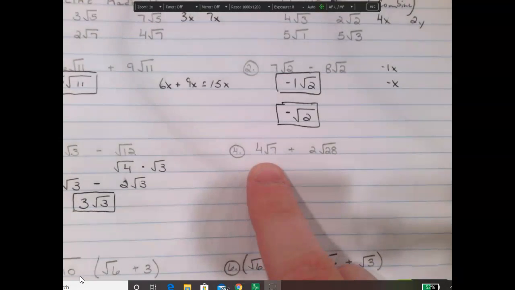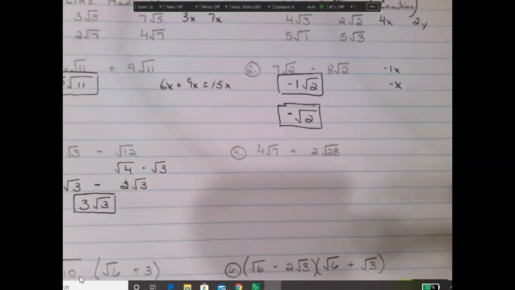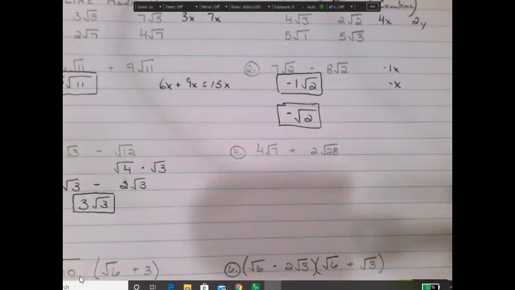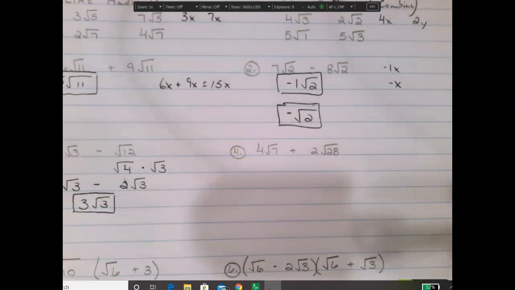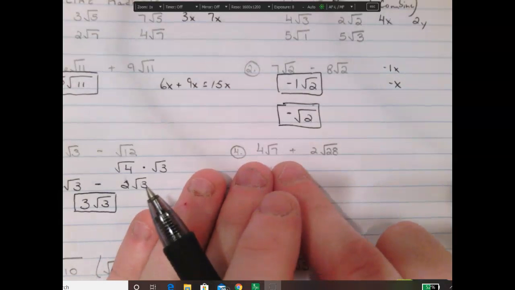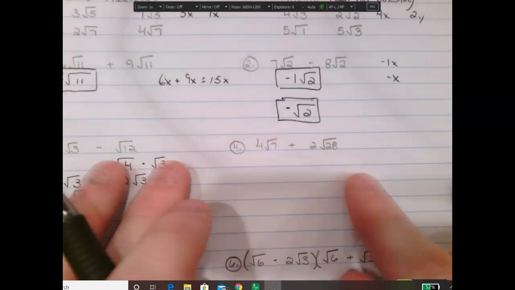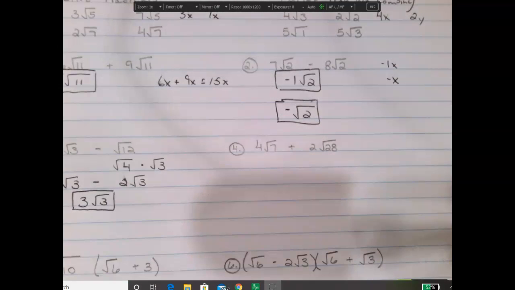So I've got 4 radical 7 plus 2 radical 28. Again, not like bases, not like radicals here. One's a 7 and one's a 28. So I cannot just add these two together the way that we see them. However, 4 radical 7 is as low as it can go. 7's a prime number. I cannot split 7 up into two numbers. However, I can split 28 up. What can I split 28 up into? That needs to be my next question.